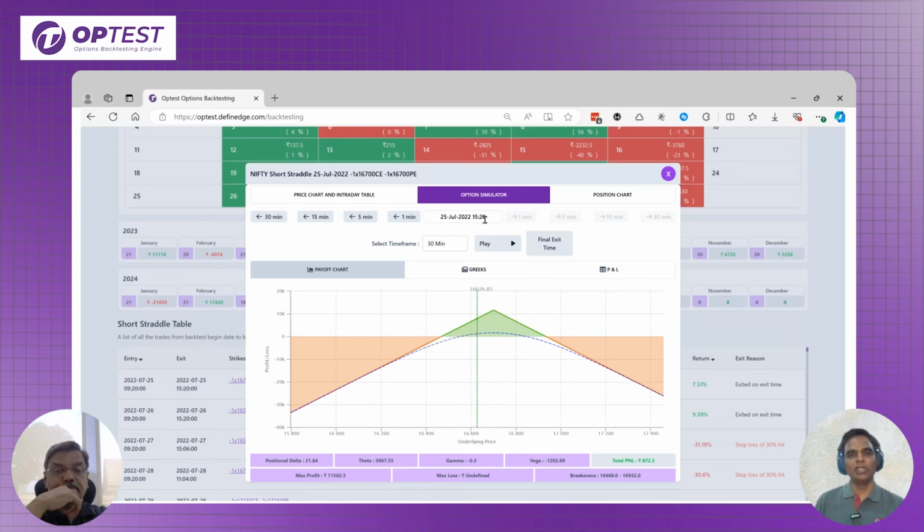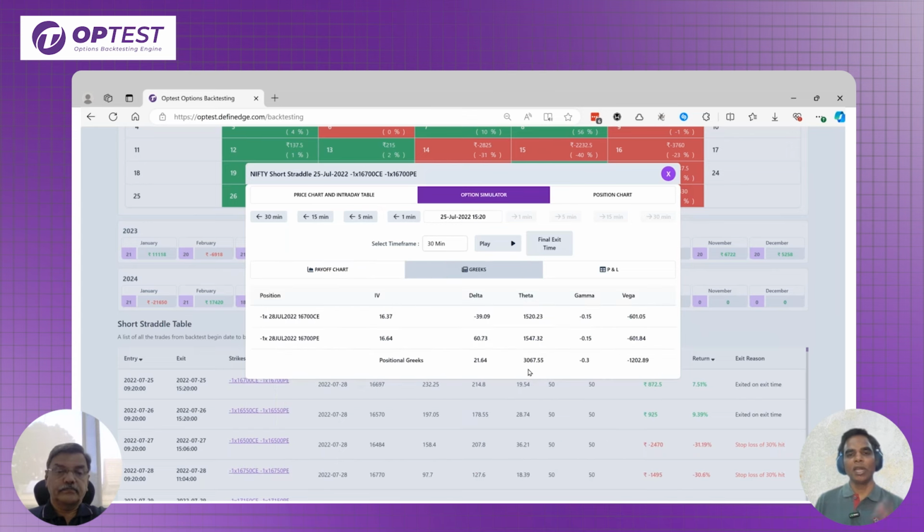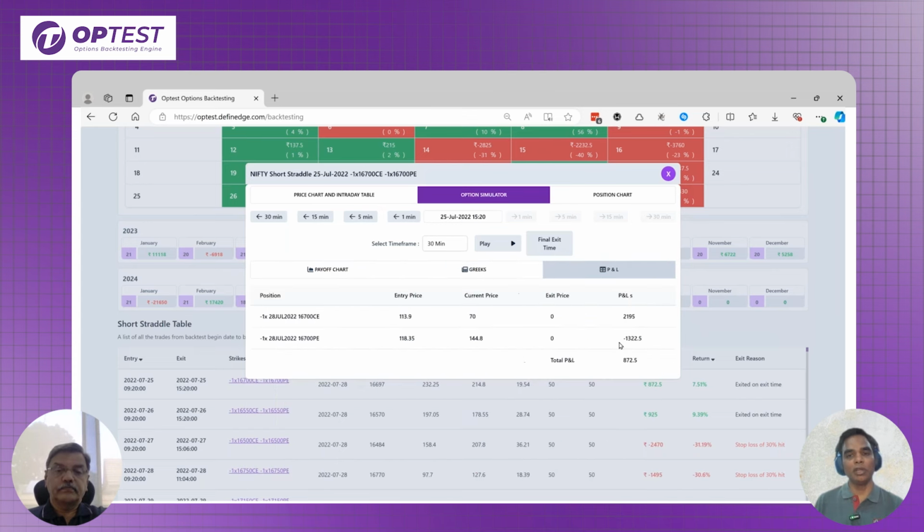So here you can see the time stamp also. At 3:20, it stopped. This was the PNL. You can check the Greeks at every time point. You can check the PNL at every time point. So you have a lot of information here exactly as what happened to your trade.